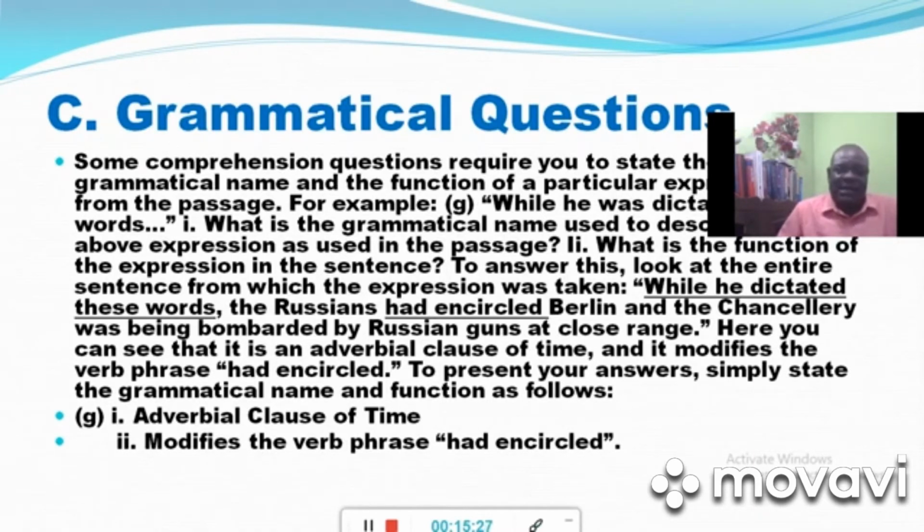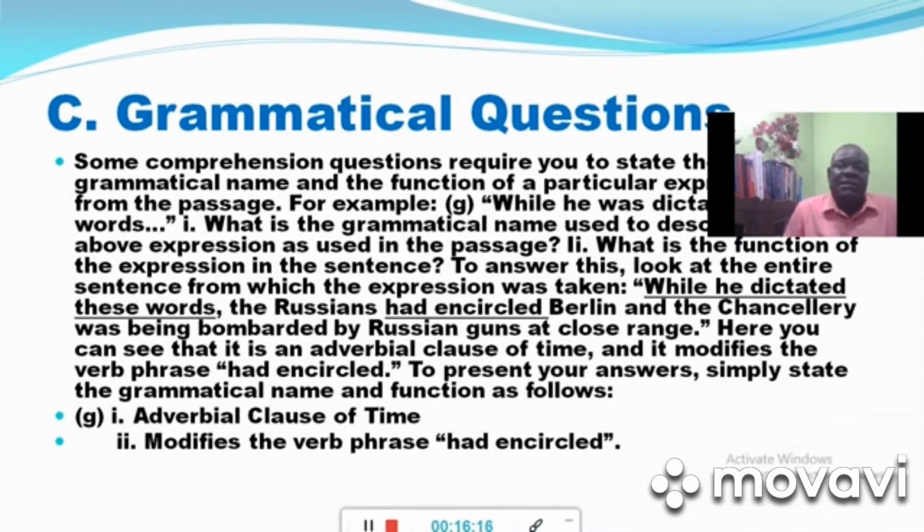When you look at the connection, you discover that the underlined expression is an adverbial clause of time. It provides the answer to the question when. When had the Russians encircled Berlin? According to the passage, it was at the particular time that Hitler dictated these words. The two things happen simultaneously. So that gives you a clear picture of the grammatical name of this expression, that it is an adverbial clause of time.